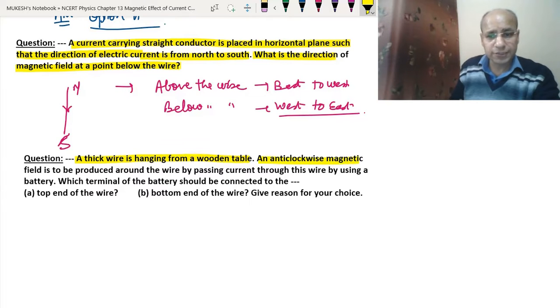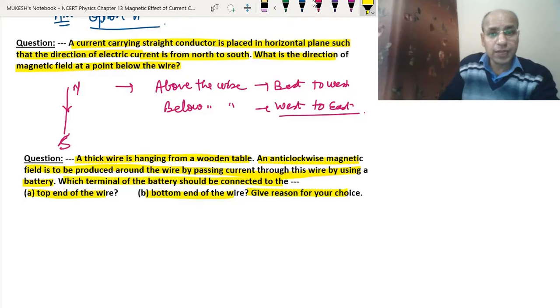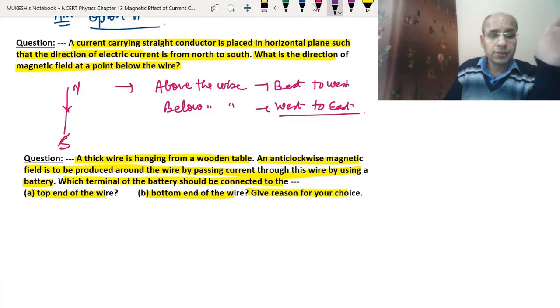An anti-clockwise magnetic field is to be produced around the wire by passing the current through this wire by using a battery. Which terminal of the battery should be connected to the top end of the wire and the bottom end of the wire? Give reason for your choice. We have to find the anti-clockwise, and as we know, for the anti-clockwise magnetic field, the current should come from south towards the top. If it is going from south to north, that means an anti-clockwise magnetic field will be produced.